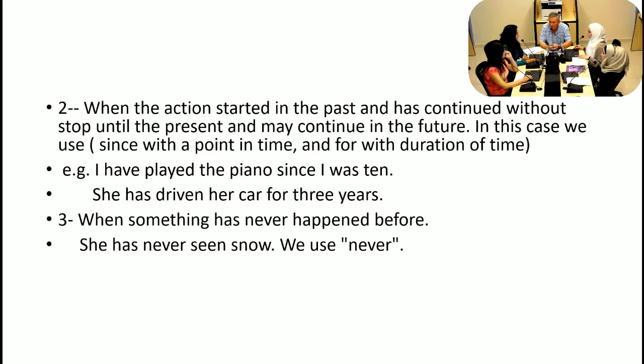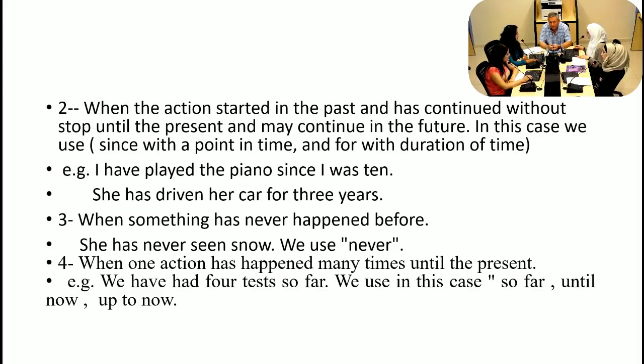Again. The second one, Miss Rula. Yes. When the action started in the past and has continued without stop until the present and may continue in the future. In this case, we use since with a point in time and for with the duration of time. Example, I have played the piano since I was 10. She has driven her car for 3 years.